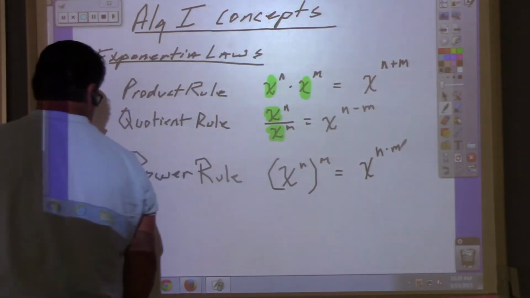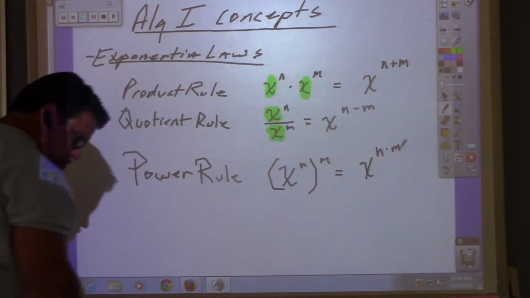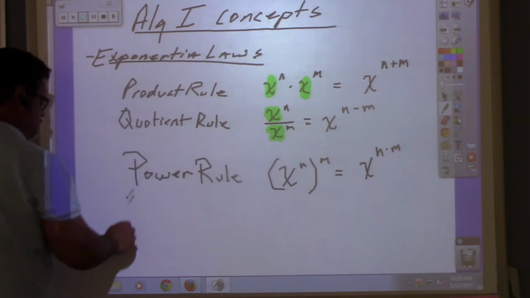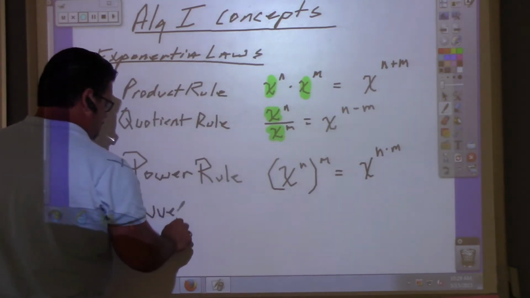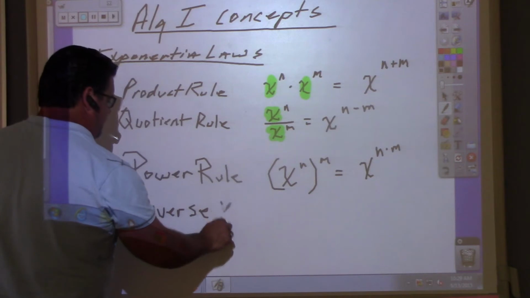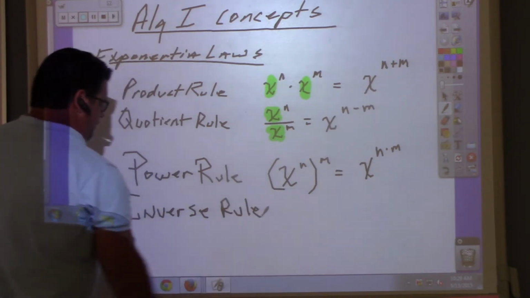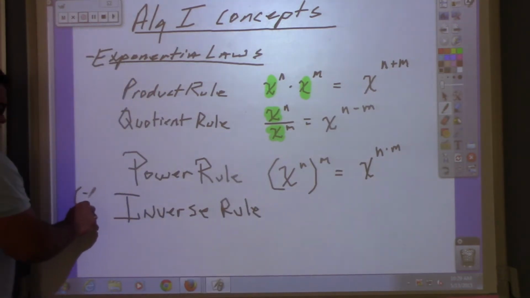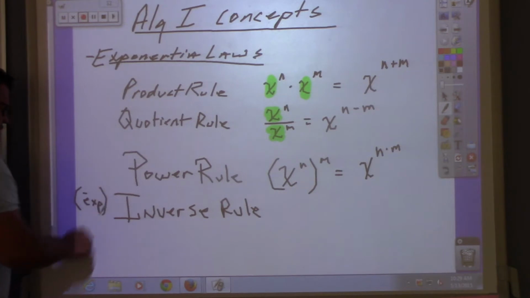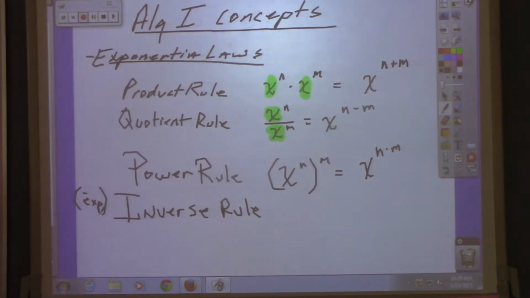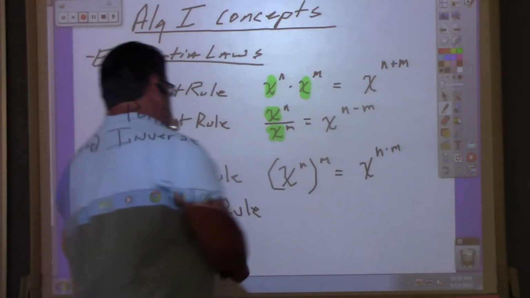The inverse rule. The inverse rule is mainly used for negative exponents. Okay, it's to make things look pretty. All right, you only use it with exponents, you do not use it with scientific notation because scientific notation is not negative exponents. Scientific notation is totally different. So the inverse rule is just with exponents.